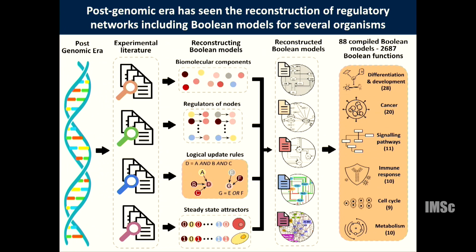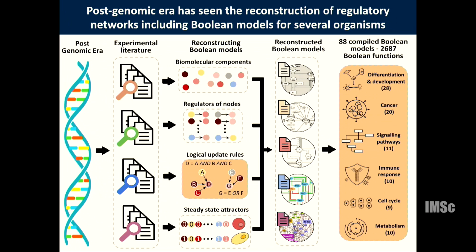As things stand today, there are more than 200 models which have been published for different processes, from development to cancer, for different organisms. When we were doing this work in late 2020, my student Ajay compiled 88 of those models. These 88 models, if you combine them, cumulatively are a corpus of about 2,687 Boolean functions.